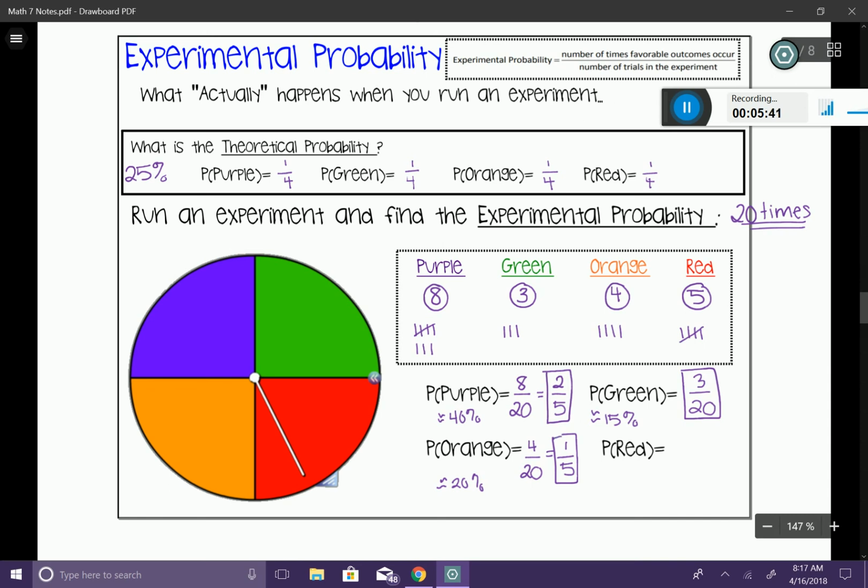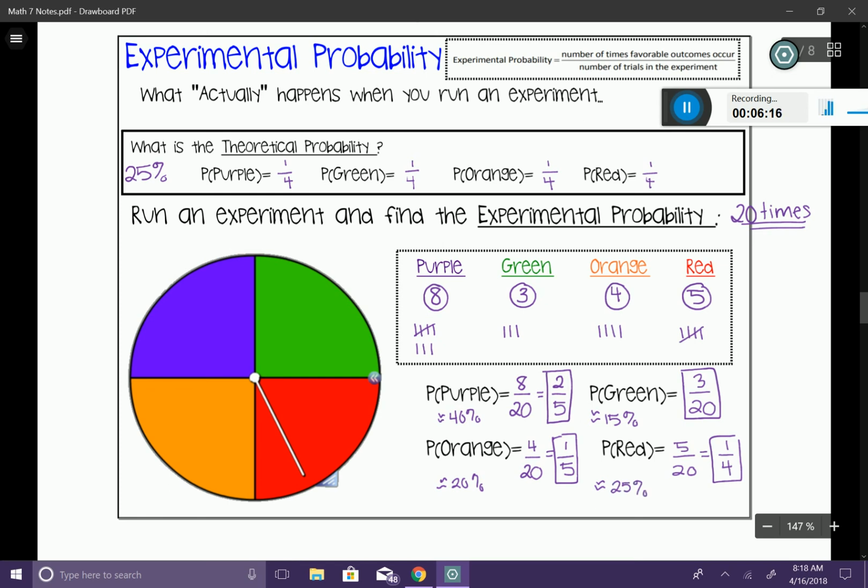And then finally, our red. What were the chances that we actually landed on a red? Well, 5 out of the 20 times that we spun the spinner. We can simplify that down to 1/4. You can see that our experimental probability with the red actually was the same as our theoretical probability. So in theory, we should have landed on the red 1/4 of the time, and when we ran the experiment, we actually did. So it's kind of cool. Sometimes they are equal and sometimes they don't. The equivalent percent here is going to be, like we said, 25%.